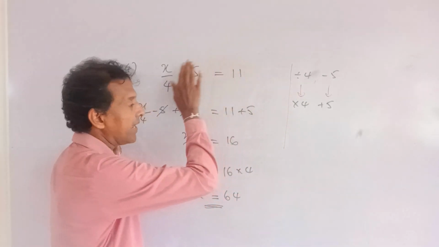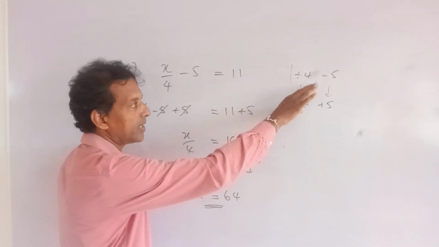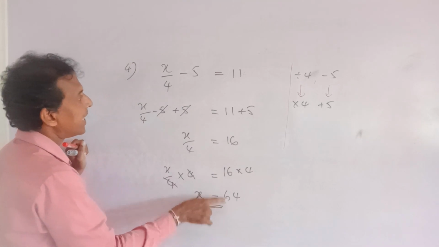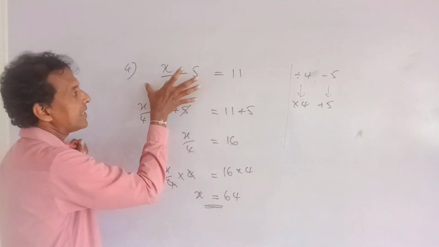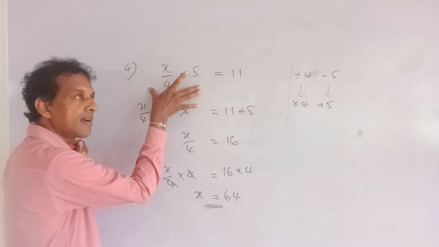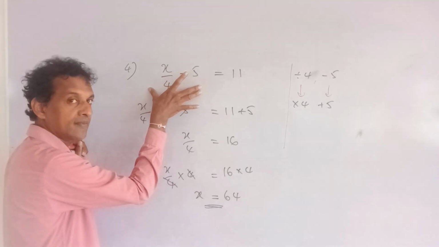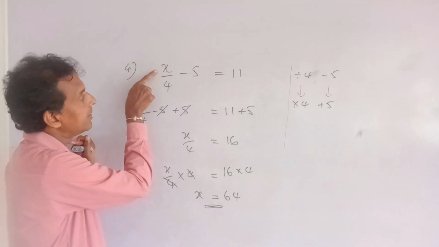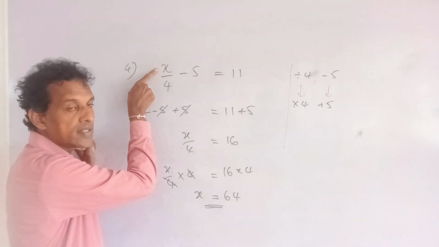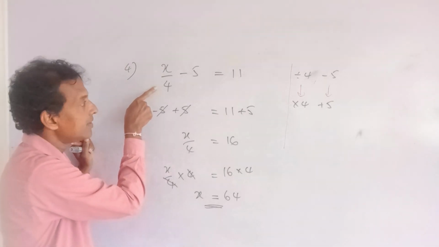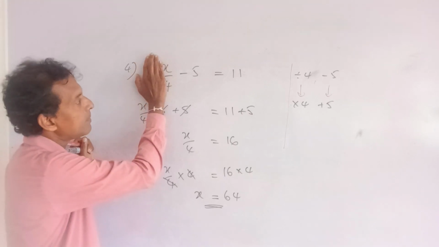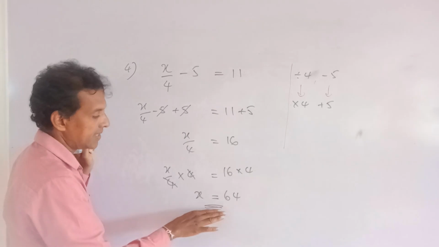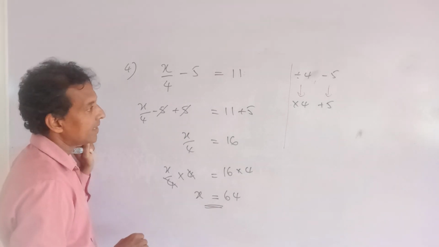You don't have to learn it by heart. Just stick to the operation method. You can substitute that here and make sure whether the left hand side gives 11. X is 64. Now do it mentally. If x is 64, 64 divided by 4 is 16. 16 minus 5 is 11. So the answer that we have obtained is correct.